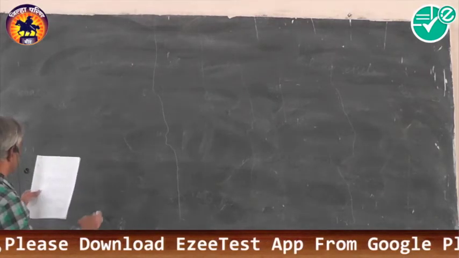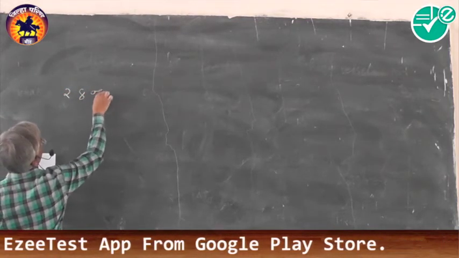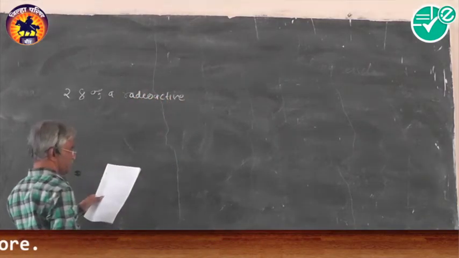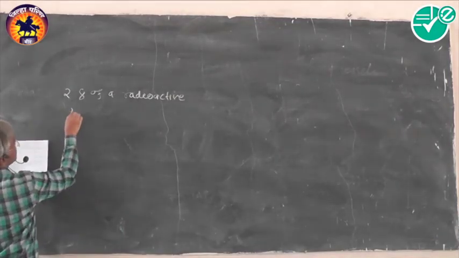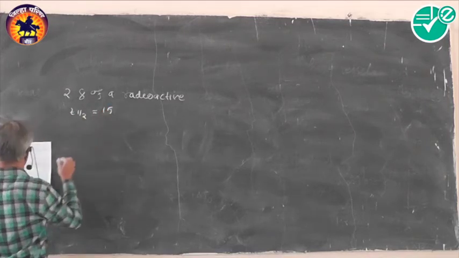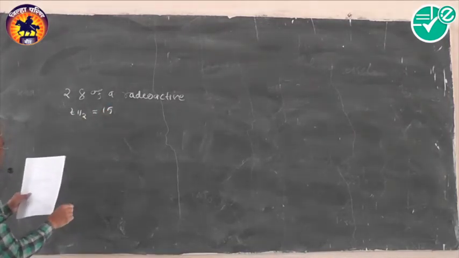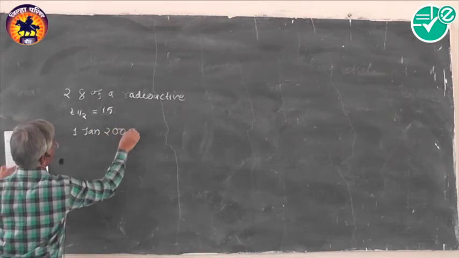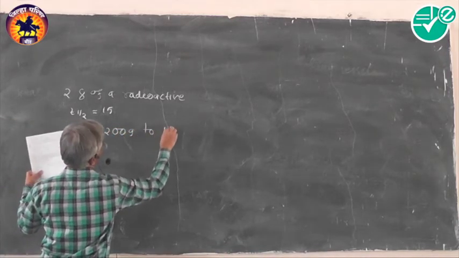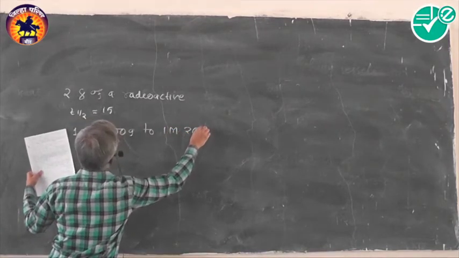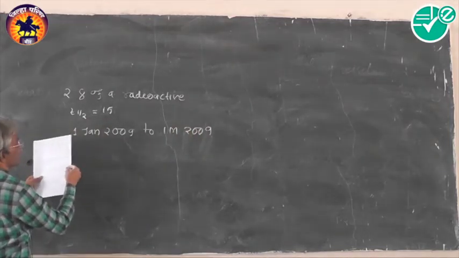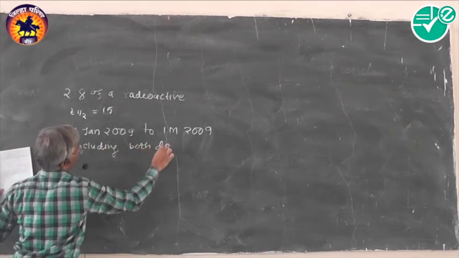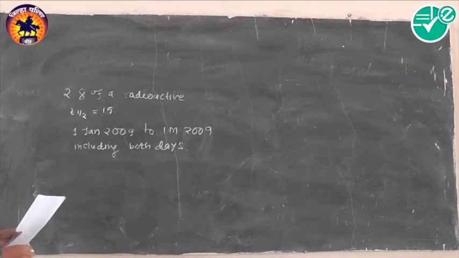The next objective is: 2 gram of a radioactive sample having a half-life period of 15 days, T half is given to be 15 days, was synthesized on 1st of January 2009 to 1st March 2009, including both days.